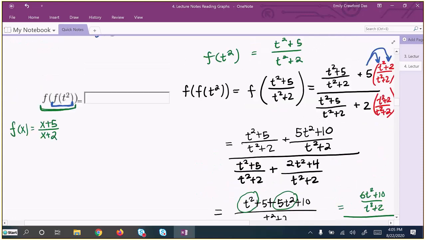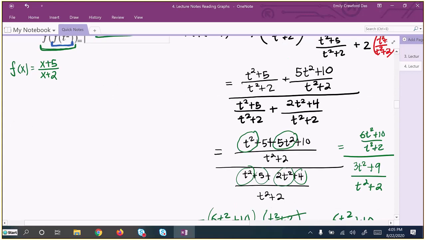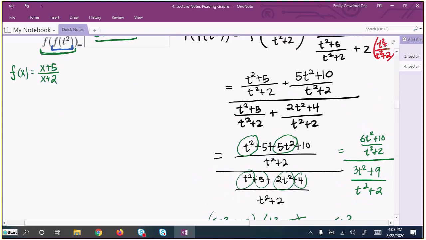So again, just taking it step by step, I was able to simplify everything. 6t squared plus 10 over 3t squared plus 9.